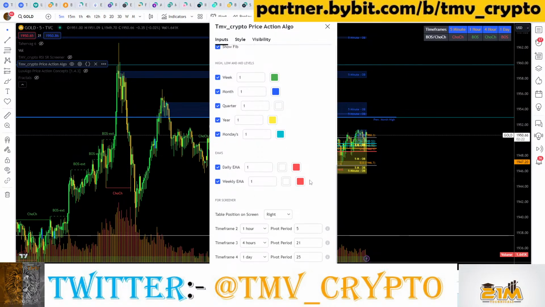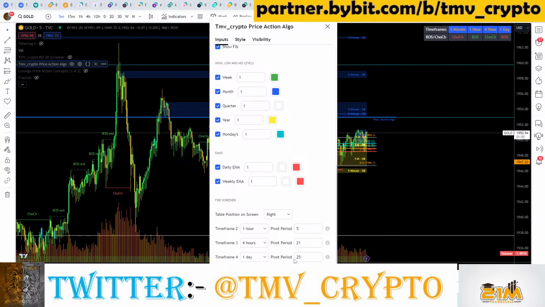And then we have EMAs, daily EMA and weekly EMA. The white one is the 50 EMA and the red is the 200 EMA. It is frozen on the chart. So whatever time frame you go and click, 5 minutes, 15 minutes, it's always going to show you the daily and weekly EMA 50 and 200, so that you don't have to switch the chart again and again. And basically everything is there in front of your screen.